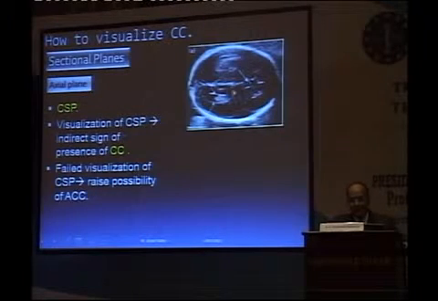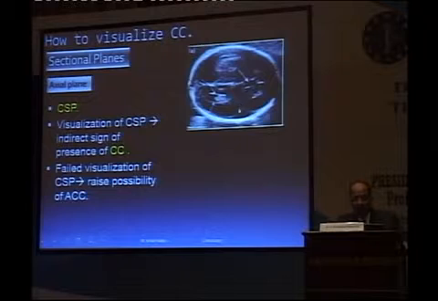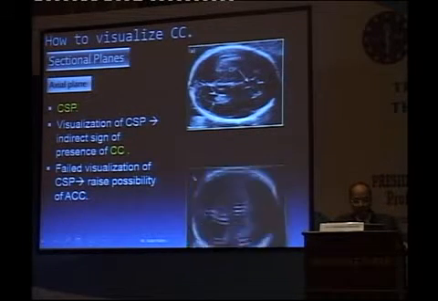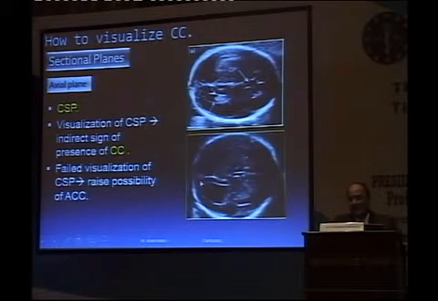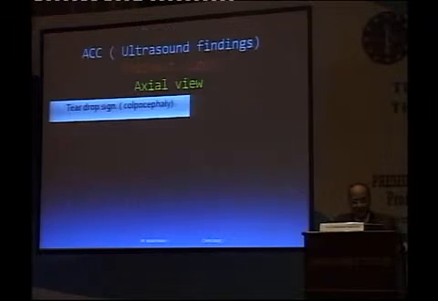This is the axial view of the fetal head. One of the first and easiest signs to diagnose the presence or absence of the corpus callosum is the cavum septum pellucidum, which is present at the junction between the anterior third and posterior two thirds of the midline. Failure to visualize the cavum septum pellucidum may raise the possibility of absence of the corpus callosum. This is not absolute, because we can see the cavum septum pellucidum in some cases of agenesis of the corpus callosum.